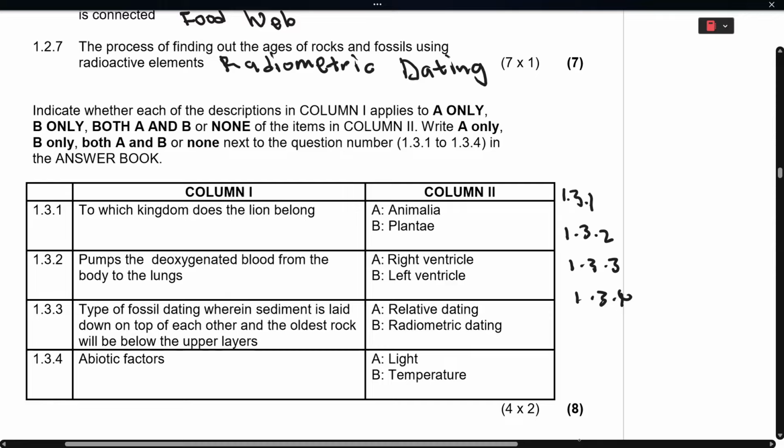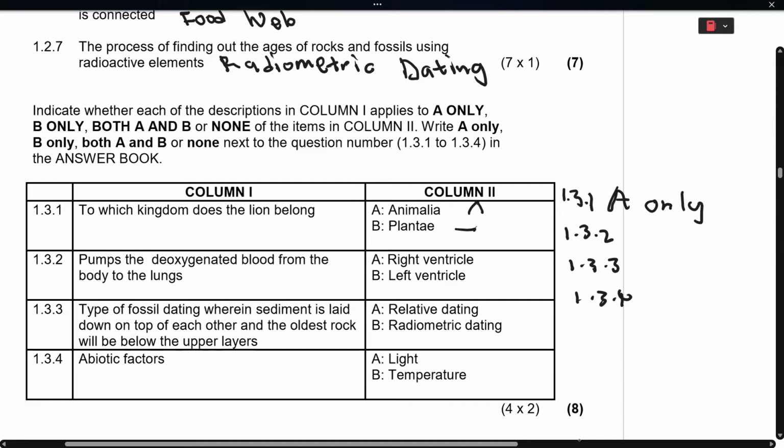So this means that if you write A and you exclude 'only', you are not going to be awarded marks. So make sure, guys, that you write A only or B only, so that you can obtain full marks. So we are starting. 1.3.1, to which kingdom does the lion belong? You know the lion is not a plant, it is an animal. So we are going to write A only. So that's the answer.